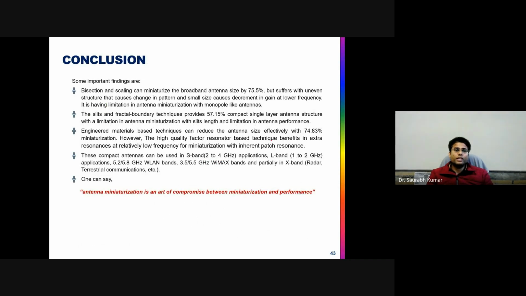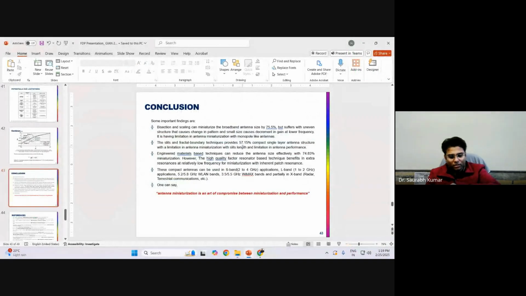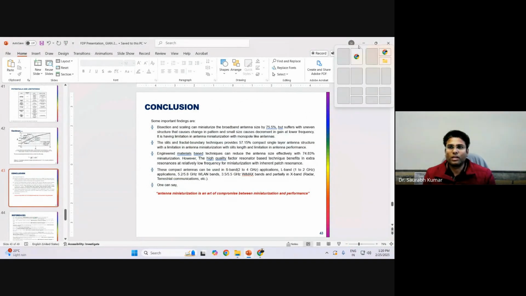So the conclusion is that all the techniques give you miniaturization and find some application depending on their performances. But one can say in conclusion that it is an art of compromise between your miniaturization and the performance. It is up to you what your requirement is and which technique will be helpful in your application, and you can choose wisely according to that. Thank you. I think I have taken 5 minutes more.